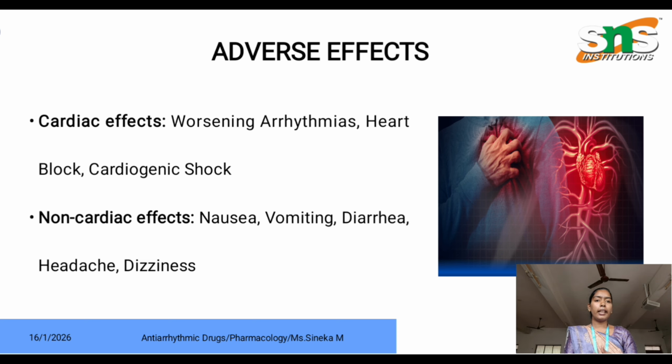Next are non-cardiac effects such as nausea, vomiting, diarrhea, headache and dizziness. Beta blockers reduce the blood pressure, which lowers the blood supply to the brain, so it leads to headache and dizziness. Nausea, vomiting and diarrhea occur because these drugs irritate the gastrointestinal system. These are all the adverse effects of antiarrhythmic drugs.